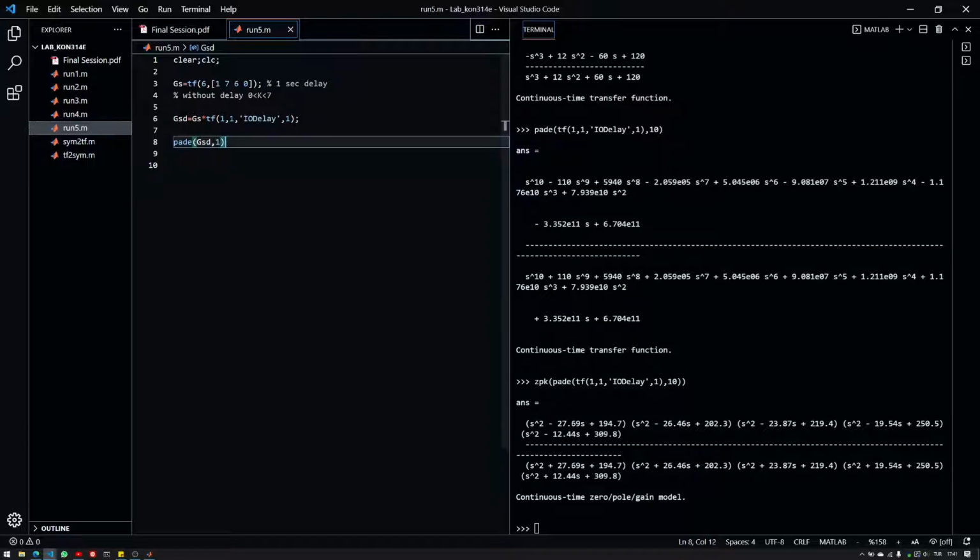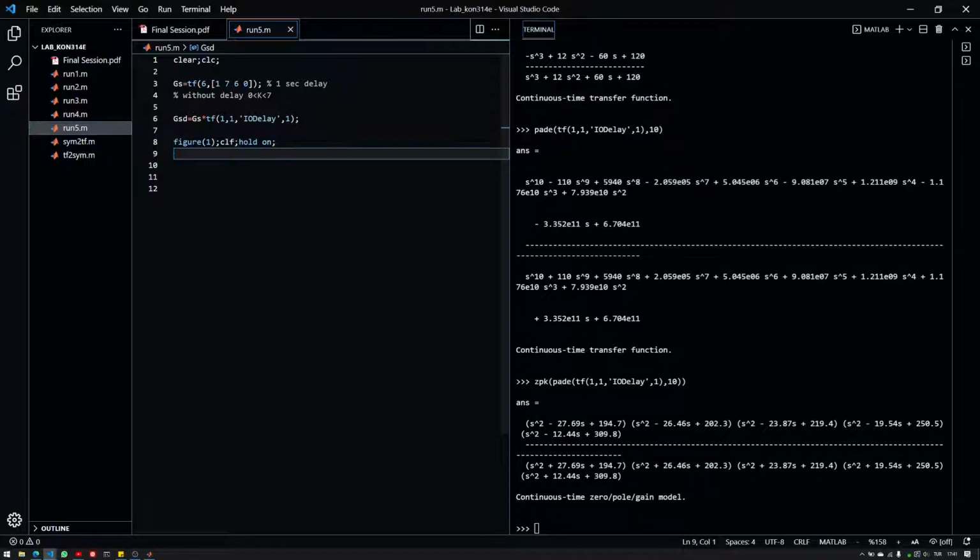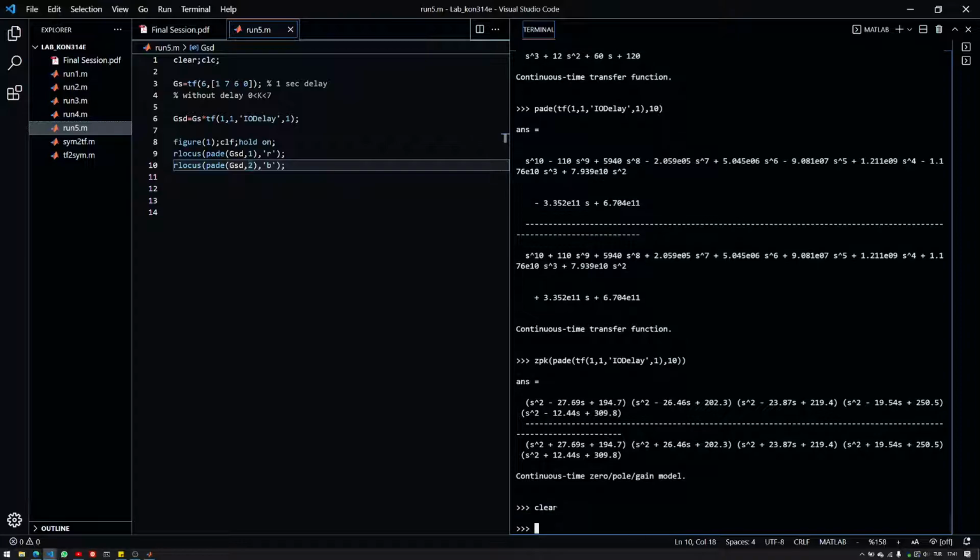So what can you do? Well, basically, you can approximate it and then have a root locus plot, and that would give you an idea. So we could, for example, try to use that. So we have GSD. What we can do is open up a figure, and then let's have hold on. So let's plot the root locus of the Padé approximation of GSD, first order. And I'm not sure, but I should be able to give it a color. And let's have another one, blue, with the second Padé approximation. And let's see what it looks like.